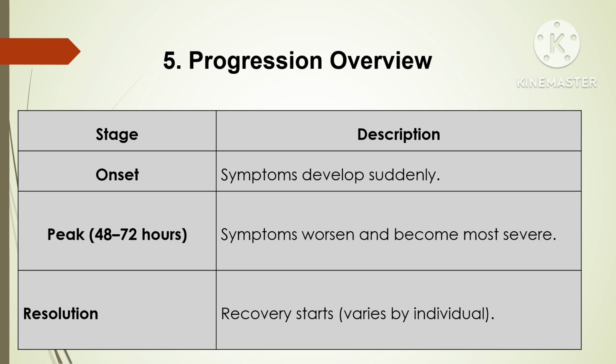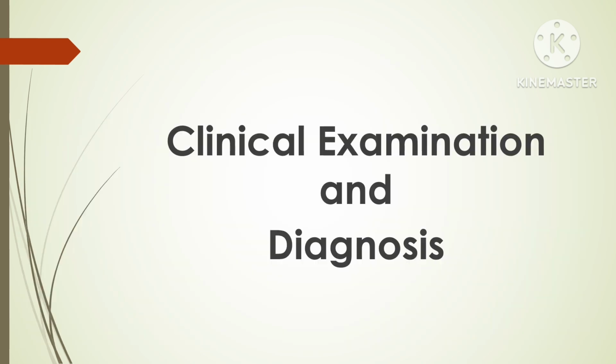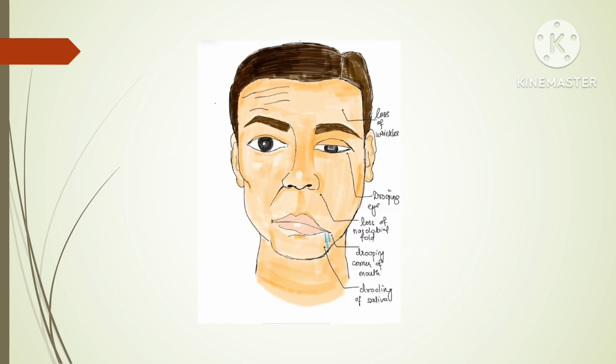Now we will discuss the clinical examination and the diagnosis of Bell's palsy. The first step is a detailed clinical assessment. Check for asymmetry in the facial movements such as smiling, raising eyebrows, or closing the eyes. Test the taste sensation on the front 2/3 of the tongue. Observe tear production and check for dry eyes. Note whether the forehead is involved.